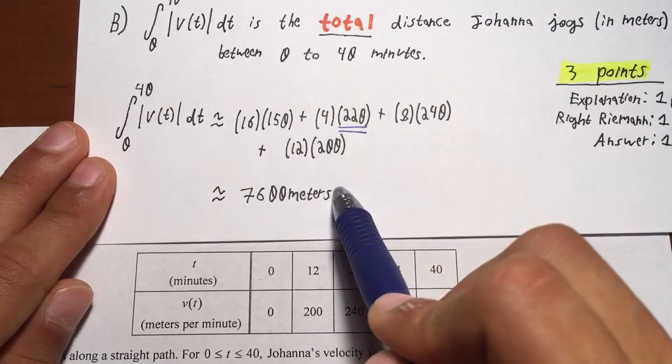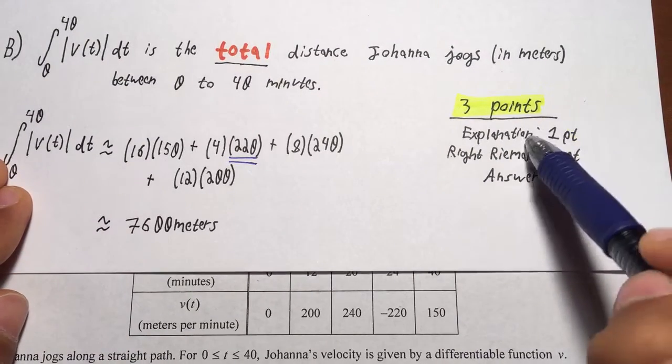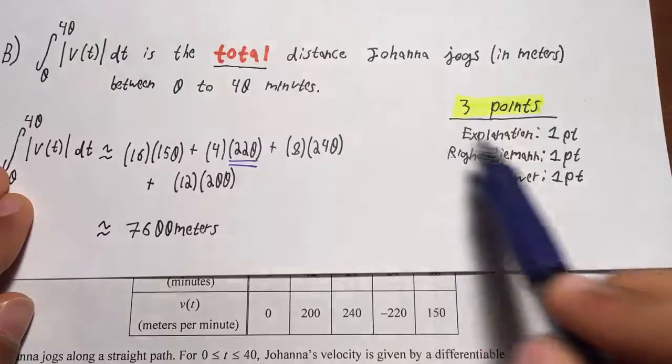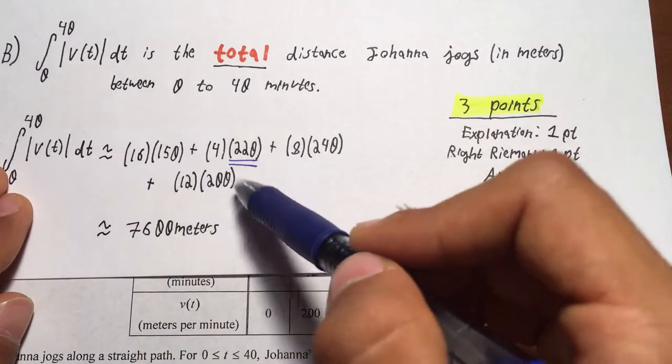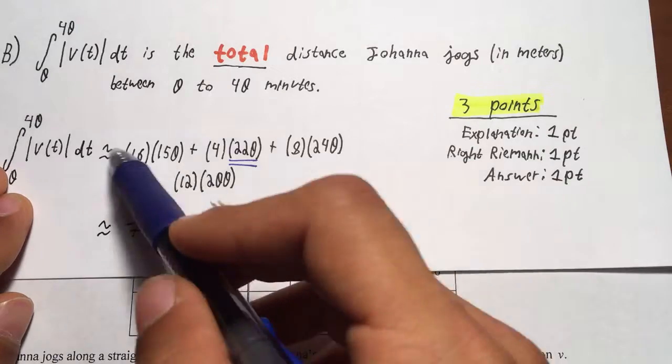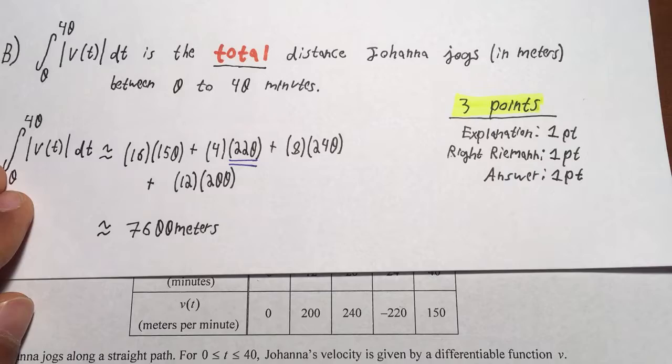Again, you can get the answer, but the answer is only worth 1 point. Most of your points come from the explanation and the setup of the Riemann sum. So even though this is a non-calculator section, you can still get a point for the setup and then maybe miss a point for the answer because you weren't as good with multiplying or adding.